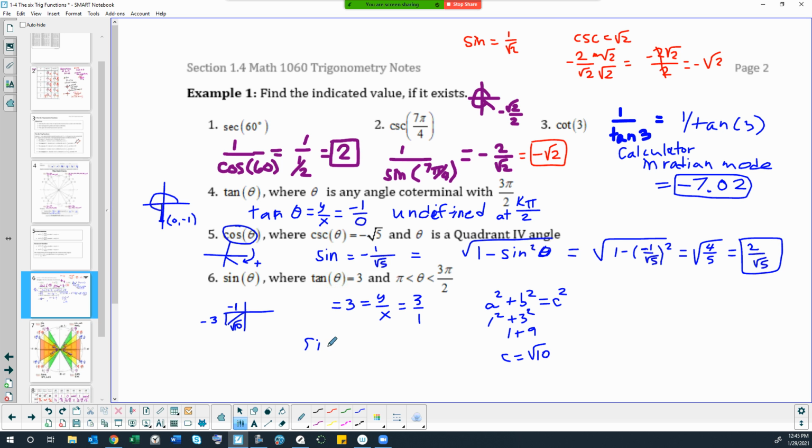And so therefore the sine of whatever this angle theta is would be opposite, which is negative 3, over hypotenuse, which is the square root of 10. So tangent was positive. That didn't mean it was quadrant 1. And they told us the quadrant, quadrant 3. So therefore we know both the sine and the cosine are negative. That's why I sketched it in quadrant 3, paid attention to the directions and the negatives, found the hypotenuse, and there's my answer.